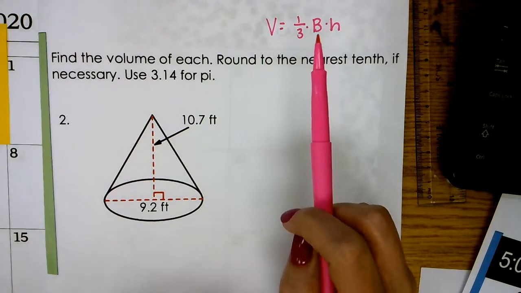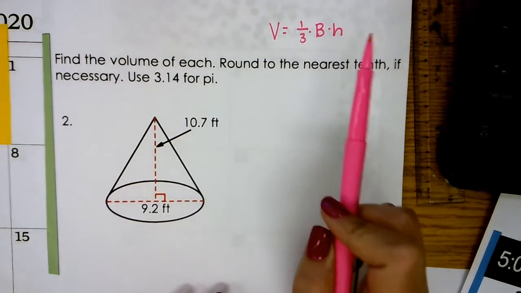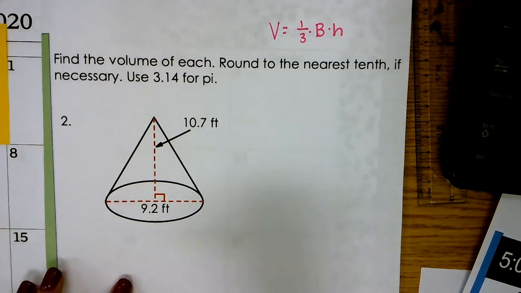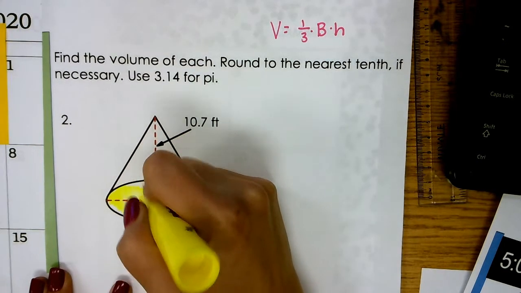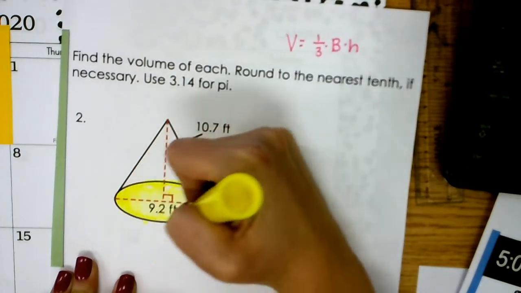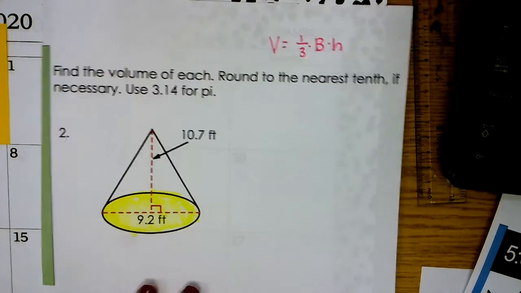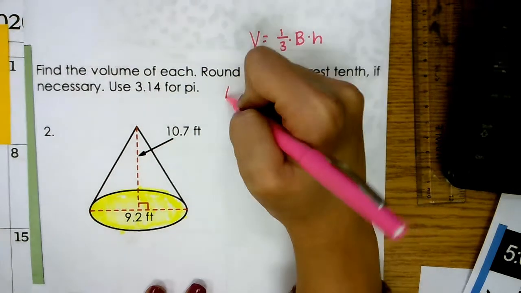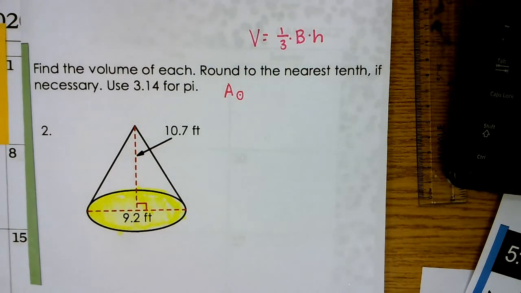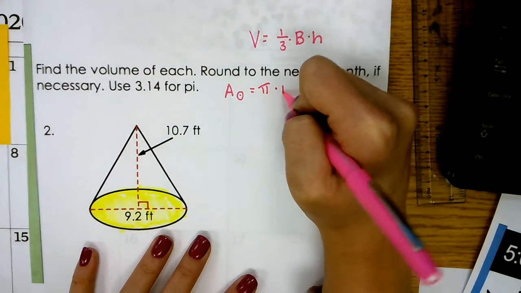for the volume of a cone is volume is equal to 1/3 times the area of the base times the height. So the first thing we need to do is find the area of the base. So here on my cone, my base is a circle. So it's this circle that I have highlighted in yellow. This is the base. So it's a circle. So we need to find, before we can do anything else, the area of that circle. So if you remember from last week, the area of a circle is equal to pi times the radius squared.